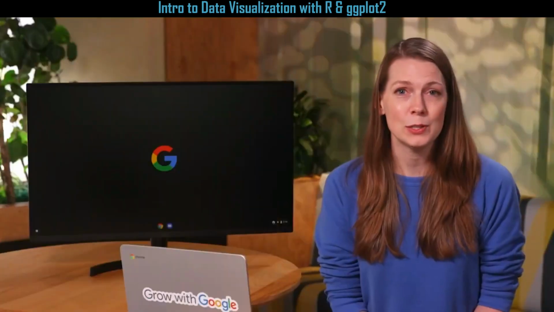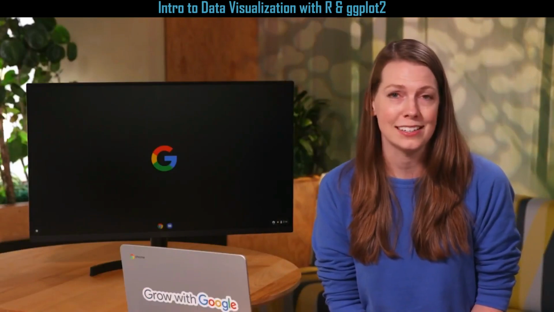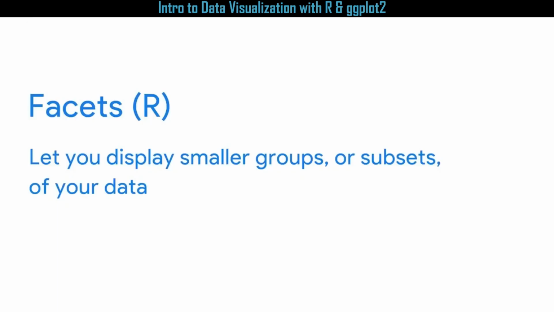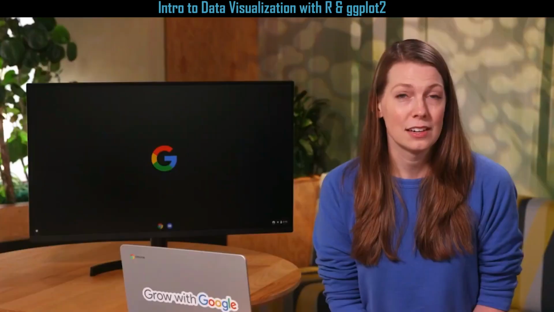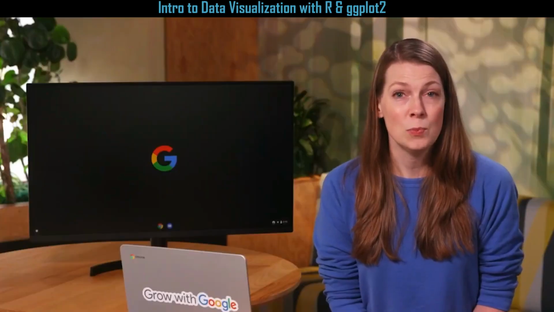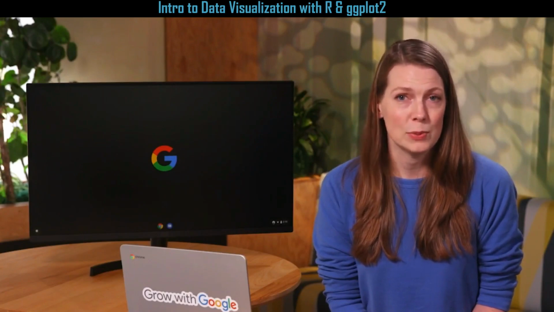In this video, we'll learn how to use the ggplot2 facet functions to display our data in new ways. Facet functions let you display smaller groups or subsets of your data. A facet's a side or section of an object, like the sides of a gemstone. Facets show different sides of your data by placing each subset on its own plot. Faceting can help you discover new patterns in your data and focus on relationships between different variables.